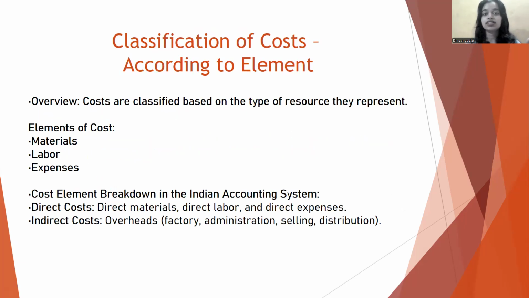So, let us first see the classification of cost according to element. The overview is that costs are classified based on the type of resources they represent. There are three types: material, labor, and expenses. According to the Indian accounting system, we can classify the cost into direct cost and indirect cost. The direct costs are direct material, direct labor, and direct expenses. And for indirect cost, those are overheads: the factory, administration, and selling and distribution overheads.